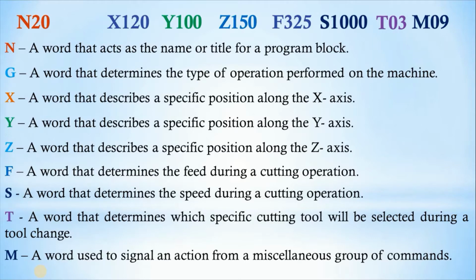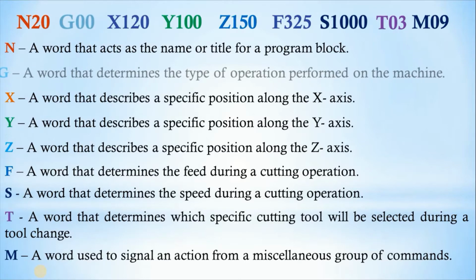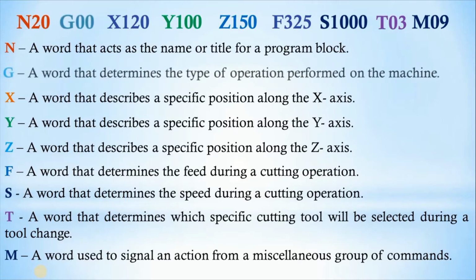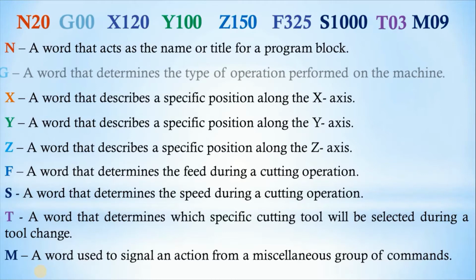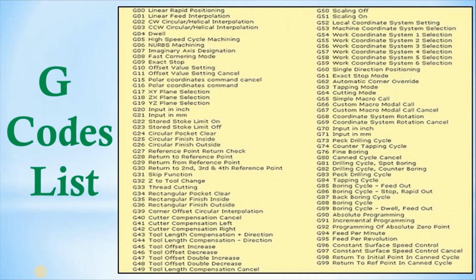So in this way we are writing the program. The G code word determines the type of operations performed on the machine. So the G code is used to determine which type of operation we have to perform. These are the list of G codes. Among them, we are going to see the important ones used for FANUC CNC. All the others are there in the G code list, which we are not including, but we will see them at the time of programming.